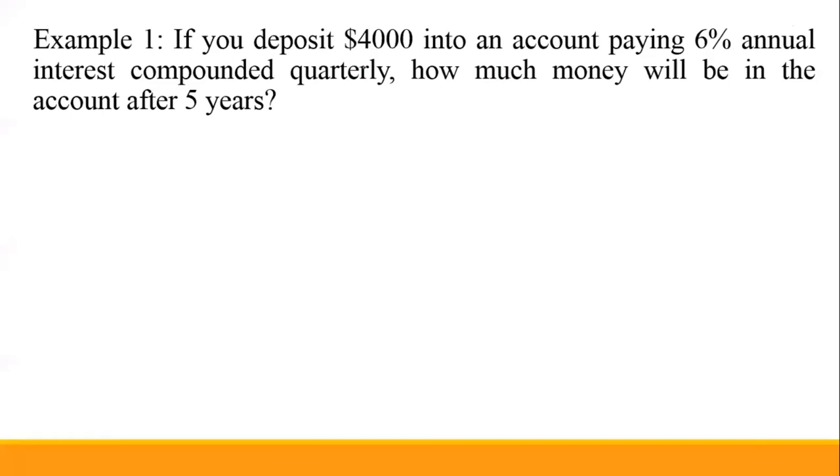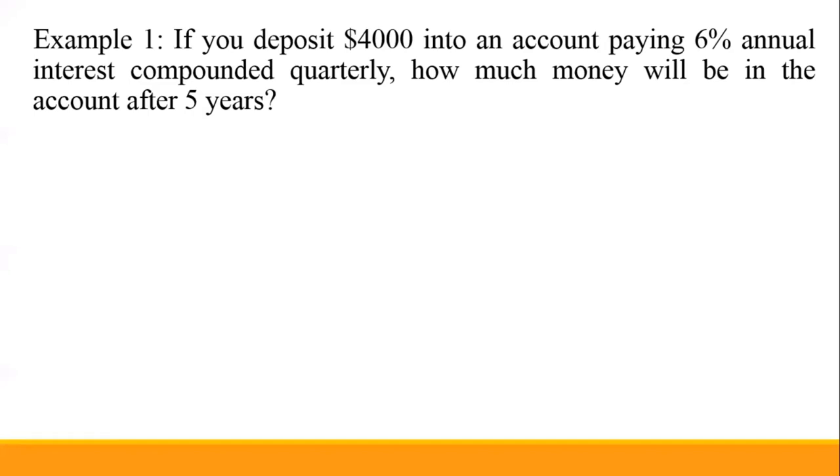If you deposit $4,000 into an account paying 6% annual interest compounded quarterly, how much money will be in the account after 5 years? Okay, after 5 years. Magkano daw yung pera mo, which you deposited $4,000 and then 6% yung interest compounded quarterly.